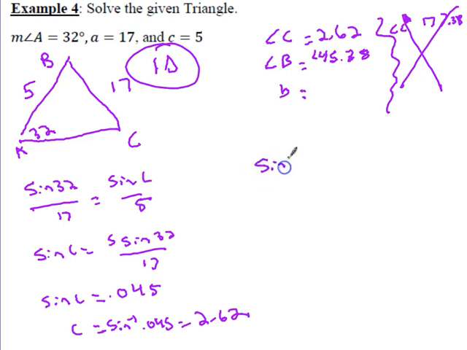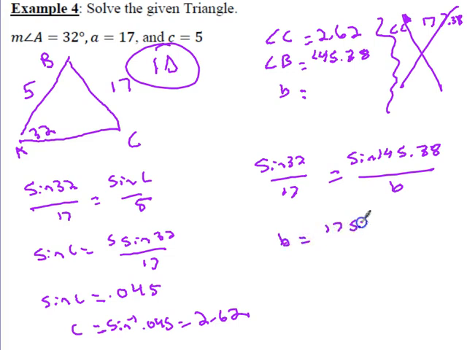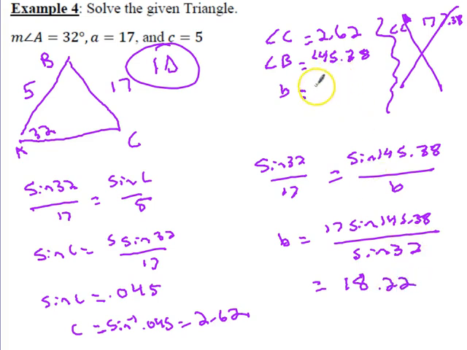So we're going to do sine of 32 over 17 equals the sine of 145.38 over side b. So we're going to cross multiply and solve. So b equals 17 sine 145.38 over sine of 32. And we can now type that into our calculator to figure out what side b is. So when we do that, we get 18.22 for side b.